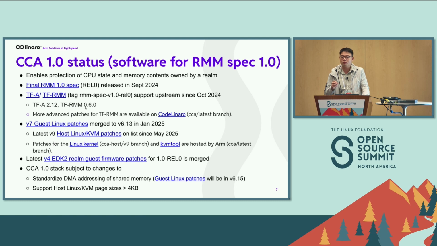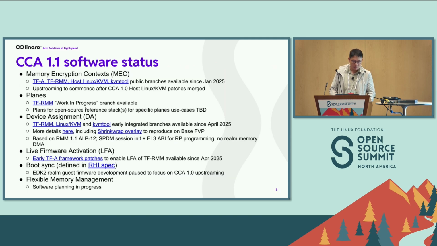Both of those two things are more complicated, and the authors chose to split these features out and submit them after the main features merge first, to reduce the complexity. So that is what we currently have for the 1.0 spec. And next here, more is coming with the new features in CCA 1.1.